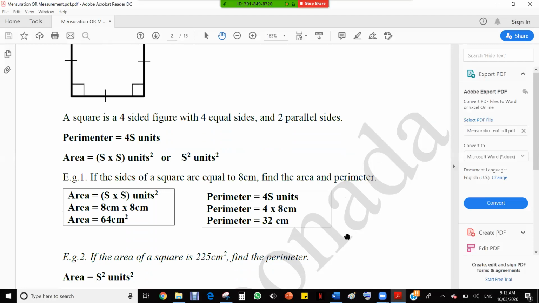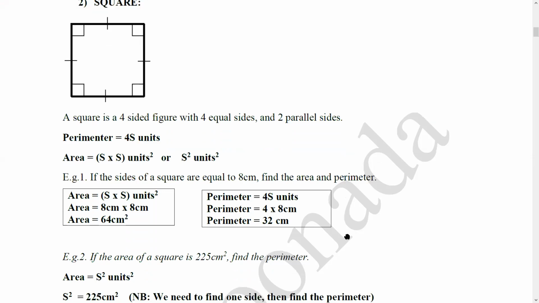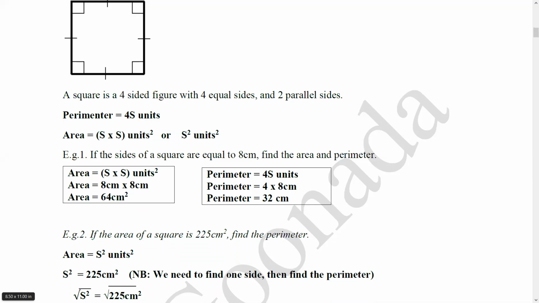So, of course, area equals S squared units. So the area, they said, is 225 centimeters. So we know that S squared is 225 centimeters squared, right? Because they told us that is the area. So we need to find one side, and then we need to find the perimeter. Right now, this is the area only. So we don't need to know the area. We need to find the perimeter. So we cannot use what we are given here. So we have to find something else. So we need to find what is S. And S represents one side, right?